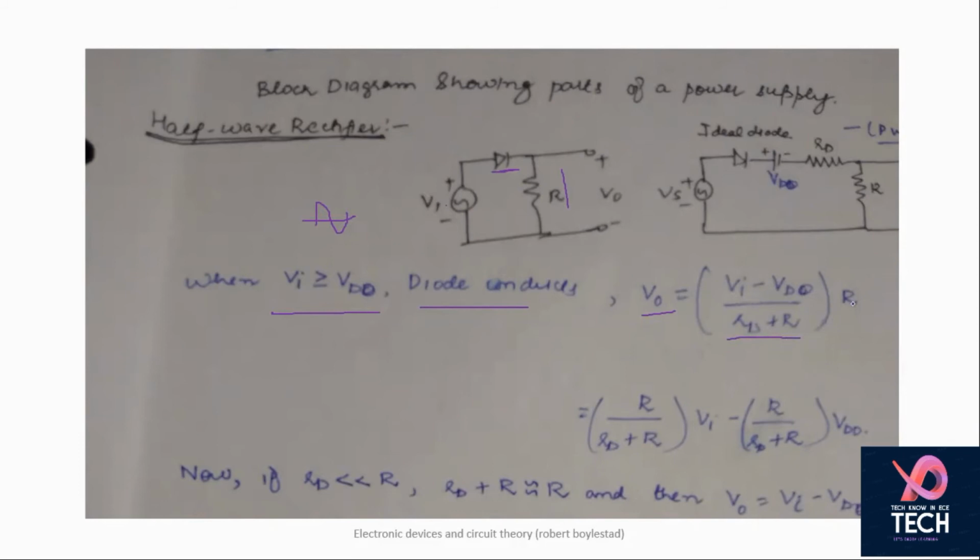V naught is equal to IR. So what is the value of current? Current is equal to V by R. So what is the value here? The value at this particular point is (Vi minus VD) over (RD plus R), into R. Normally your diode resistance is very, very small, so this will cut out. So your V naught is normally equal to Vi minus VD. That is the actual equation. But in case your diode resistance plays a vital role, then you are supposed to go with calculations using this particular expression.